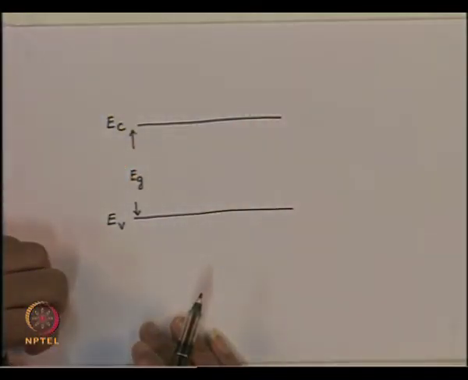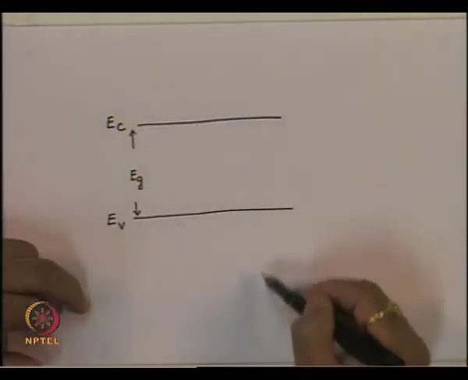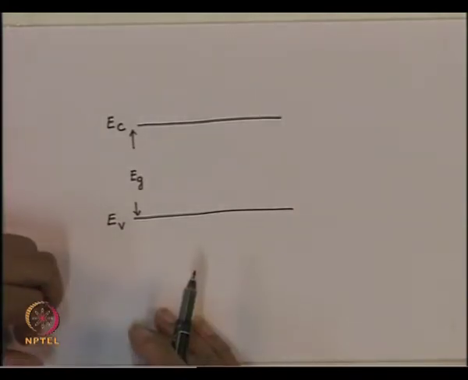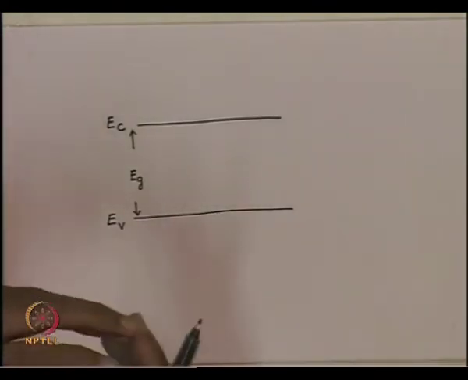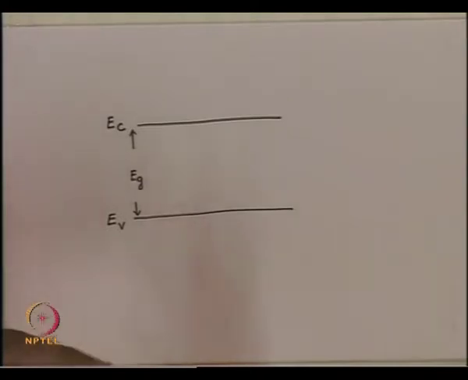So, what we are saying now is that first write down the electron densities inside the conduction band, the hole densities inside the valence band, and then the probability of photon generation will be proportional to product of these two densities, because any electron can combine with any hole with equal probability.